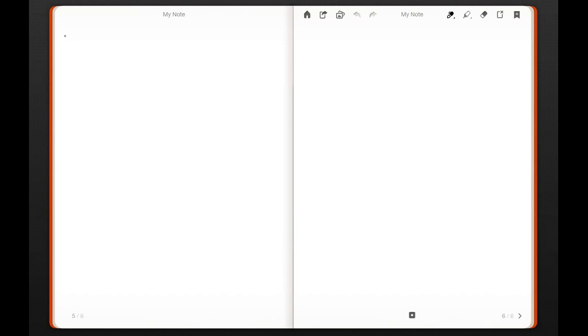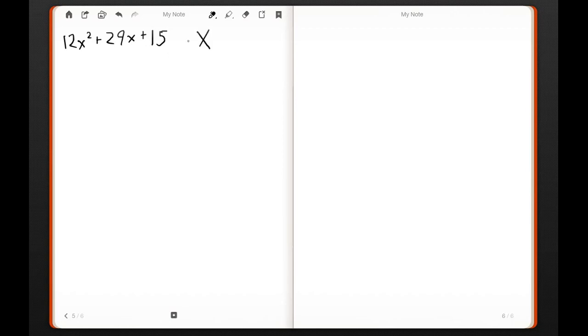Okay, now it's time for a real challenge problem. If you notice, these are definitely getting harder, even though we're doing them pretty quickly. But this one's going to be tricky because now 12 has a lot of combinations. 1 and 12, 2 and 6, 3 and 4. And 15, we have 1 and 15 or 3 and 5. And then, of course, those can be reversed.